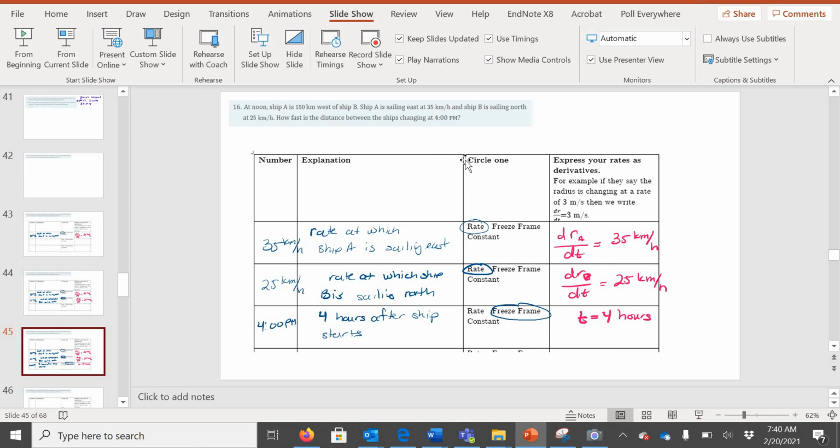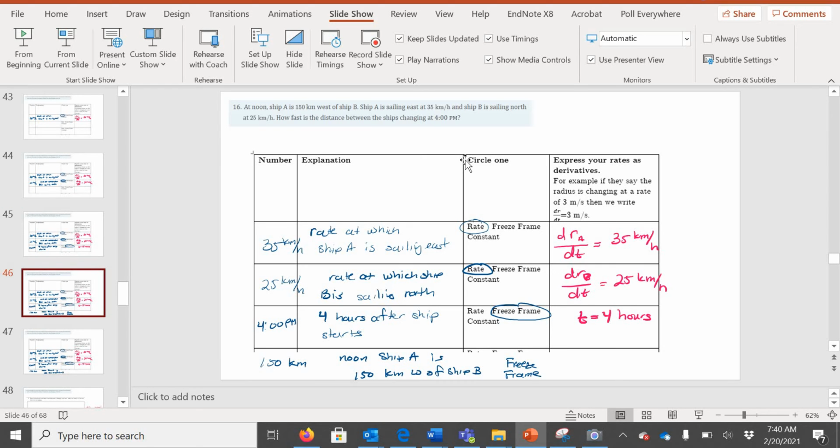It's because this is much more complicated. I'm going to keep that 150. It's some kind of freeze frame moment in time, but I'm not quite sure what. It's the start. It's t equals 0.